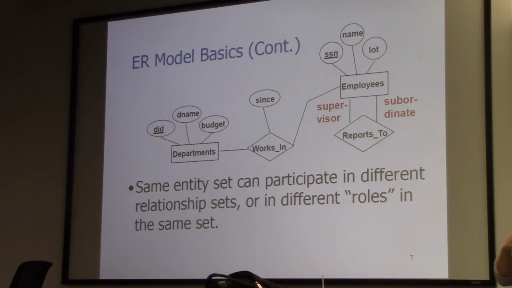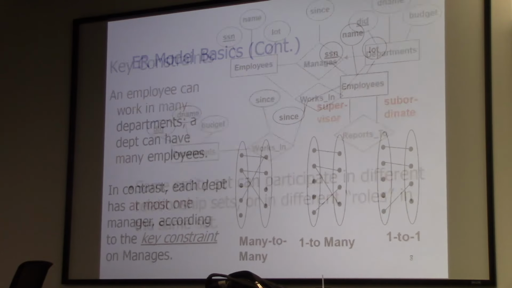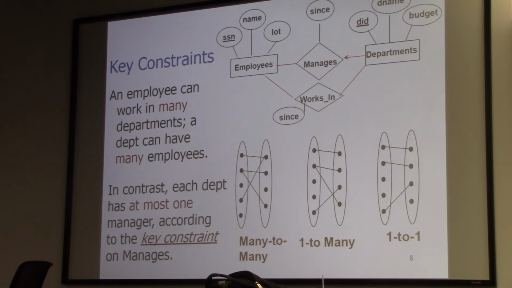Like in this case, employee works in. You may have a relationship set connecting entities from the same entity set. Like in this particular case, an employee reports to another employee. So both ends of the relationship set are entities from the employee entity set.